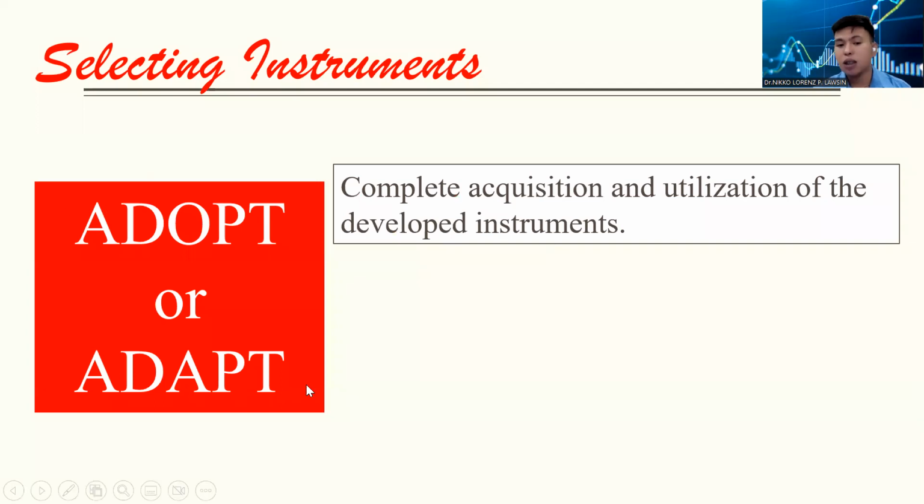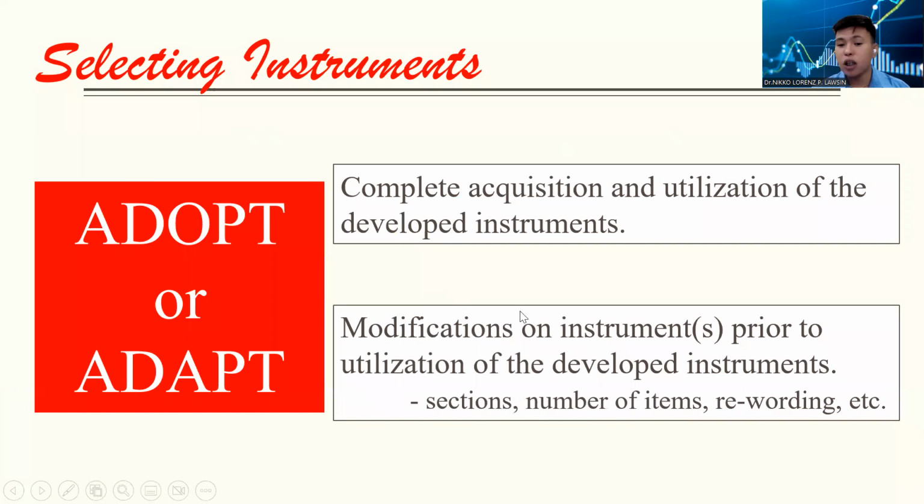While the term adapt, there are modifications on the instrument prior to utilization of the developed instrument. It could be you add some sections, you add some number of items, or even you reduce. It's also adapt and rewording. However, if you adapt a research instrument, it needs to undergo revalidation with a content expert to see if the items can still answer your research question or still align with the conceptual framework. Okay?